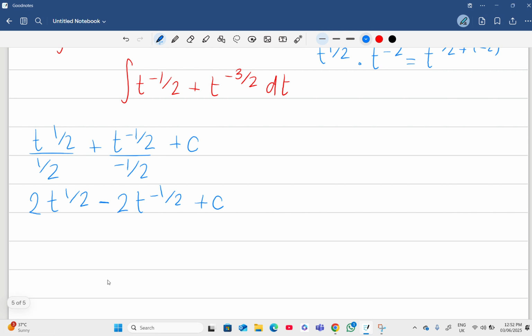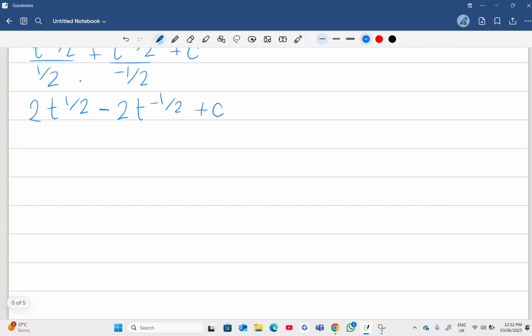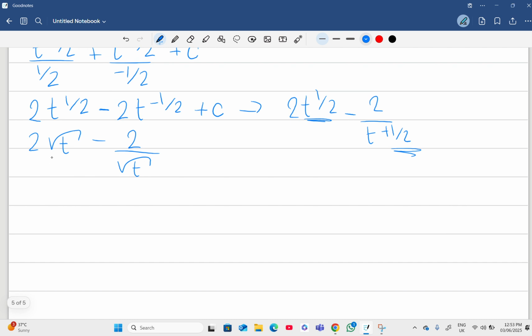This is my answer, but I can rewrite it in another way. So 2 radical t minus 2 over radical t, because this is the same thing as saying 2t to the power of half minus 2 over t to the power of negative half. Sorry, positive half, because I took it down. So now I'm just going to put radical instead of the t to the power of half, and that's how I got my final answer.